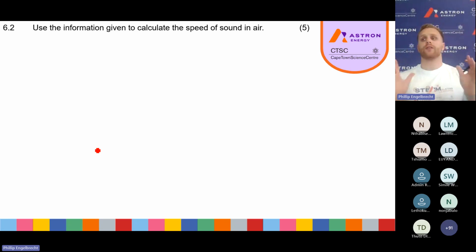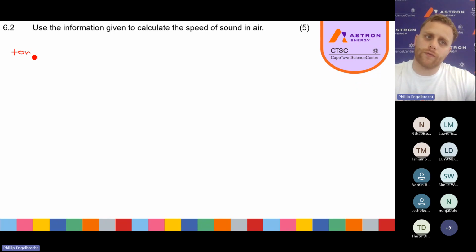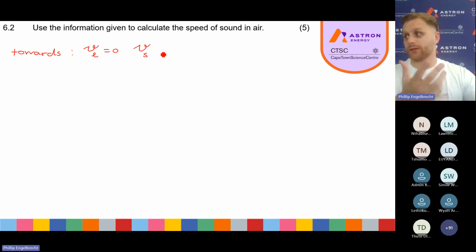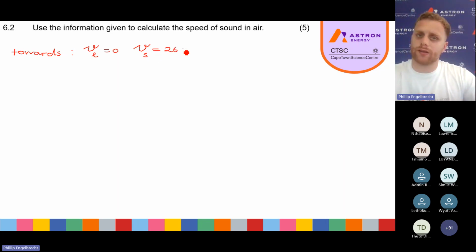Okay, so we need to now figure out the speed of sound. So if we read this thing carefully, when the car was traveling towards the observer, what did we know? Well, we know that the velocity of our listener was 0. The velocity of our source, which was our police car, was 26 meters per second.